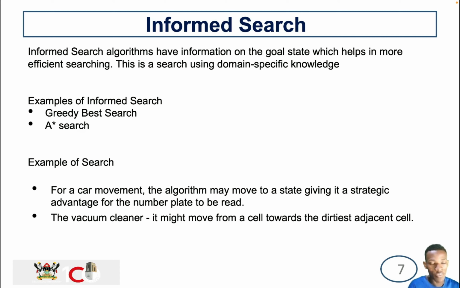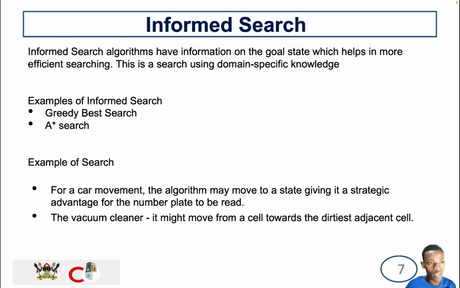And about searching algorithms in artificial intelligence, they are divided into two. We have the informed search and the uninformed search. Informed search algorithms have information on the goal state, which helps in more efficient searching. This is a search using domain-specific knowledge. With searching algorithms, there are some common terms that we have. We have the start state and then the goal state. We are looking forward to achieving the goal state. And an algorithm is measured according to its optimality, or how optimal it is, and then its completeness. Is the search complete? Whether when there is a solution, will the search be complete?